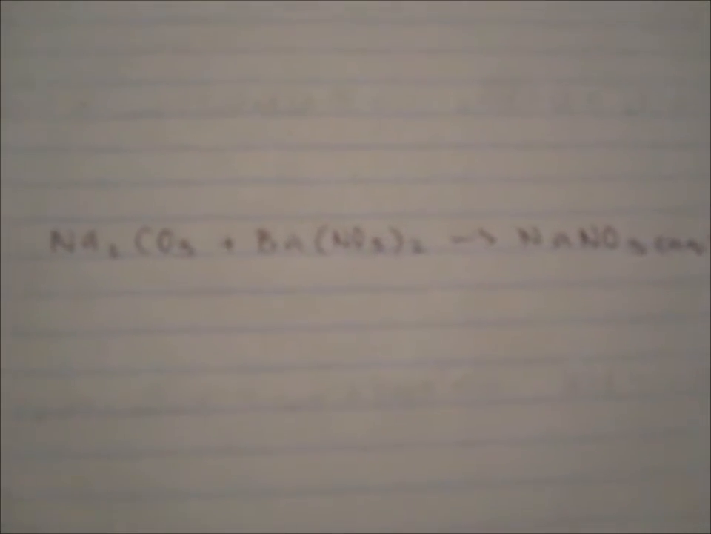In this following reaction, sodium carbonate reacts with barium nitrate. The products are sodium nitrate and barium carbonate. Barium is not soluble with carbonate, therefore a precipitate forms. In this reaction, sodium carbonate reacts with barium chloride, and the products are barium carbonate and sodium chloride. The same product was formed as in the previous reaction, barium carbonate, so a precipitate forms.